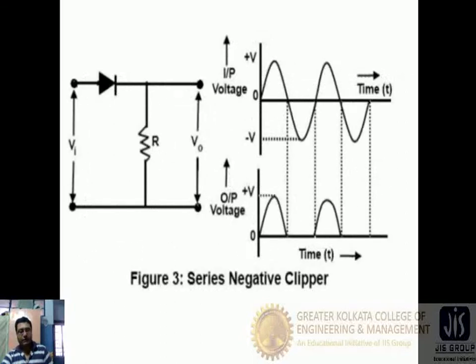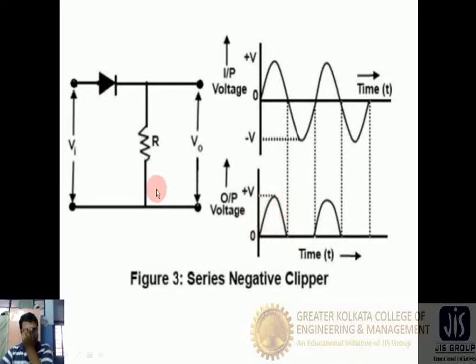Now comes the negative clipper. As the name suggests, at the output signal the negative portion of the input signal is clipped out or removed. So it is a negative clipper. Now we will see the working principle of the negative clipper. When there is a positive voltage, in case of the positive peak, the diode is in forward bias and allows current to flow through the resistance and we get the output voltage at the output.